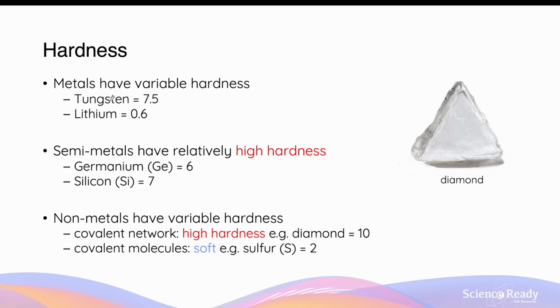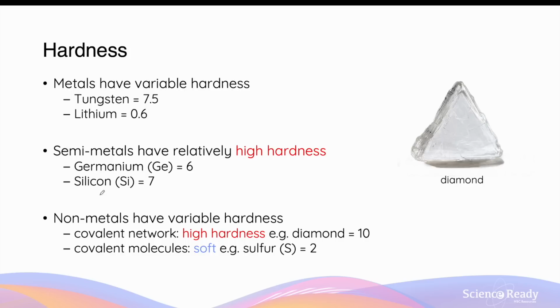For example, tungsten has one of the highest hardnesses for metals at 7.5 on the Mohs scale, whereas lithium has a much lower hardness of 0.6. So that means tungsten is much harder to cause surface scratching or indentation, whereas lithium is much easier to do so. Semi-metals have relatively high and consistent hardness.